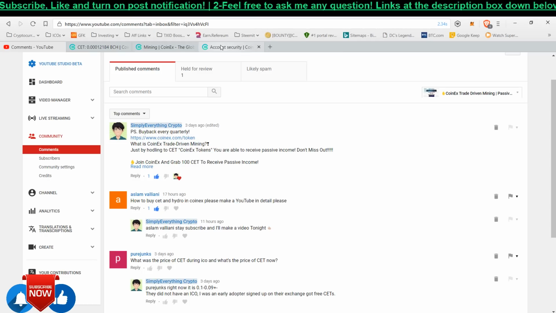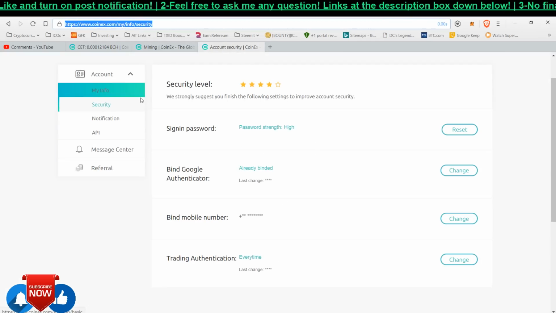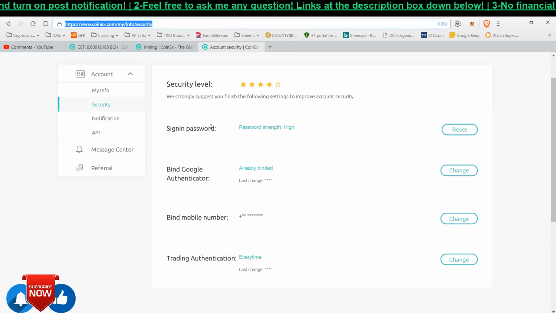The first step you need to do on any exchange, please head over to your my account, information security. Make sure that you have a signing password that is very strong, and after that bind it with your Google Authenticator, which you must bind it every time you log in or anything. You have to head over to your mobile, and from there they are going to generate a 6-digit pin, and after that you can enter it to access your account, which is much safer.